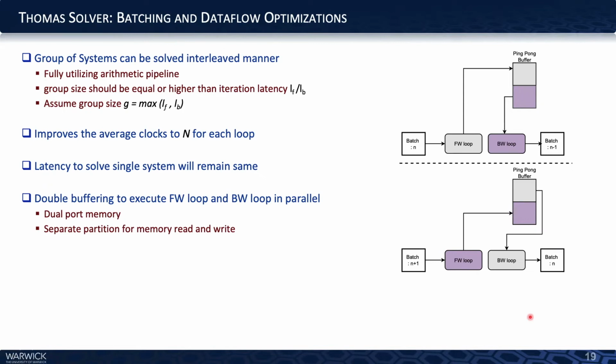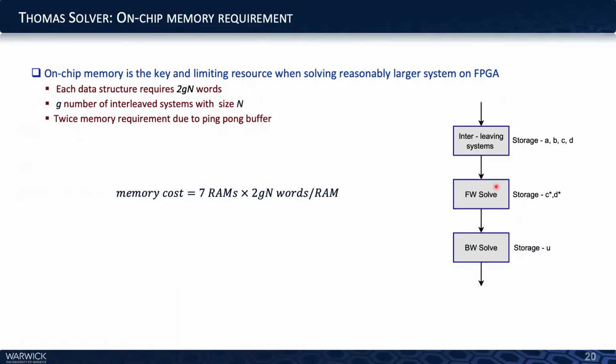In order to execute the circuits for the forward loop and backward loop in parallel, we will need multiple groups of systems. Each loop will execute different groups in parallel in a ping pong manner, as in this diagram. Ping pong buffer design will require dual port memory with separate read and write locations, which doubles the memory requirement. On-chip memory is a key and limiting resource when trying to solve larger systems.